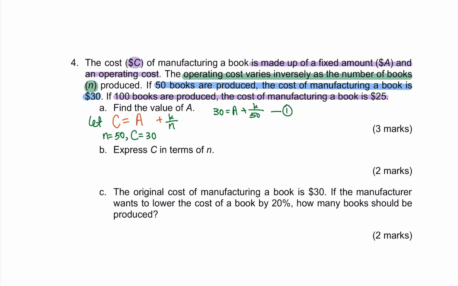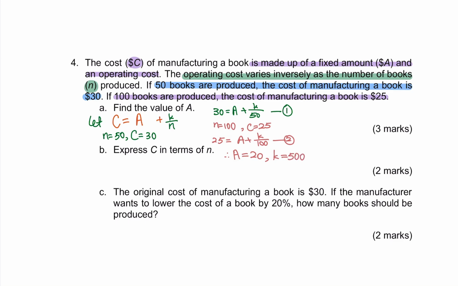Of course, yes. And then the second one, we know that N is 100 and C is 25. So again, replace it. A plus K over 100. That's your second equation. Now that you have two equations, again click calculator. Now how will you click calculator for this one? 1 over 50, 30. 1 over 100, 25. And then you will find your answers. The first unknown is A, which will be 20. And then the second unknown is your K, which will be 500.